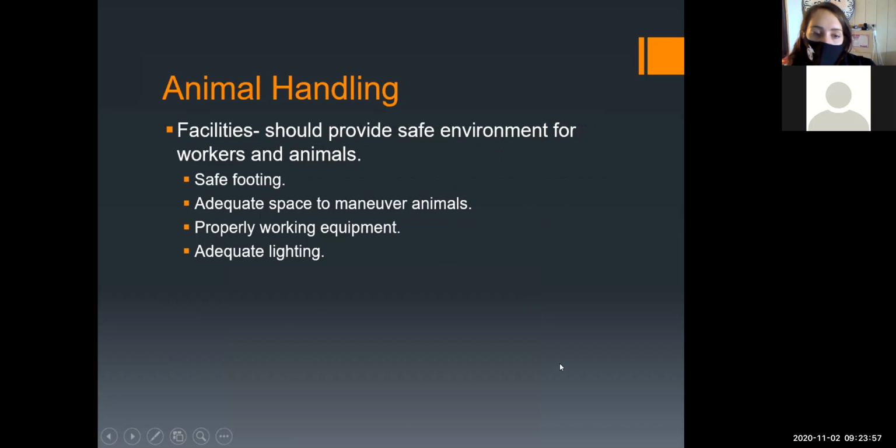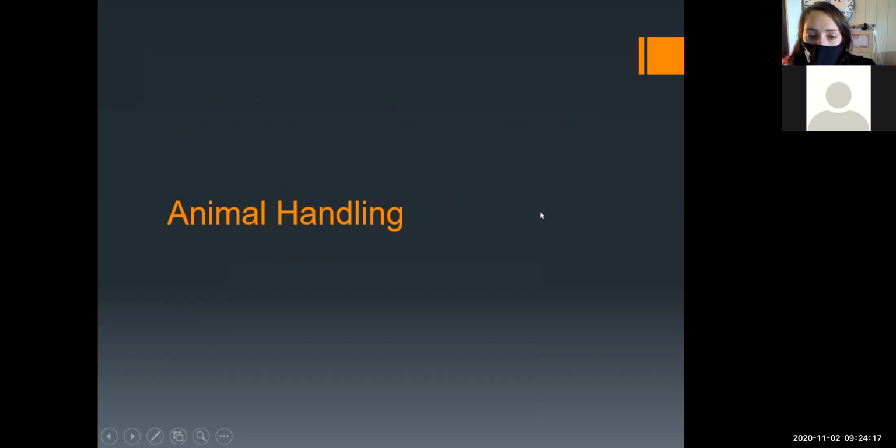For animal handling, these are some things that you need to think about. The facilities, what type of facilities is going to be safest? You should provide a safe environment for your workers and animals. So you need safe footing, adequate space to maneuver the animals, properly working equipment, and adequate lighting to make sure that you can see everything.